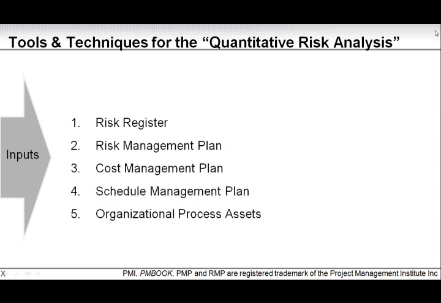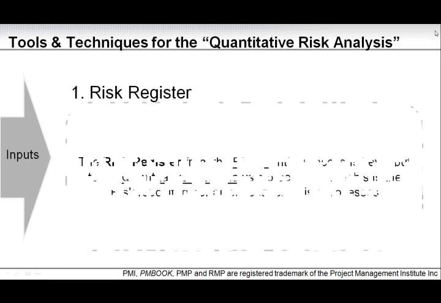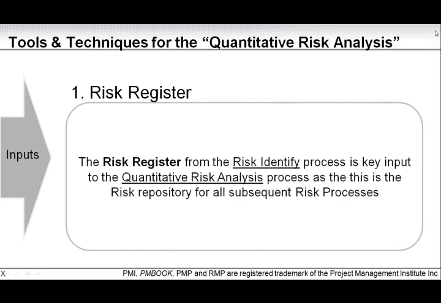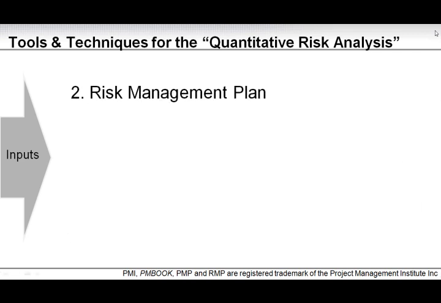So 5 inputs, and they are risk register, risk management plan, cost management plan, schedule management plan, and organizational process assets. Risk register is given. This is the risk register from the risk identify process and is the key input to the quantitative risk analysis. It was updated as we went through the qualitative risk analysis and will be now further updated as we go through the quantitative risk analysis.